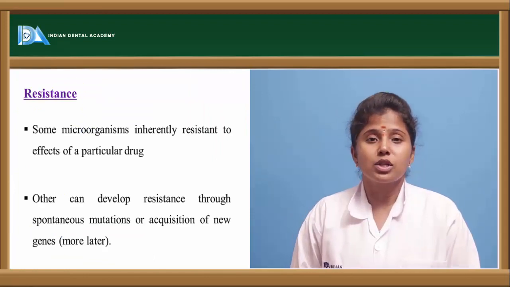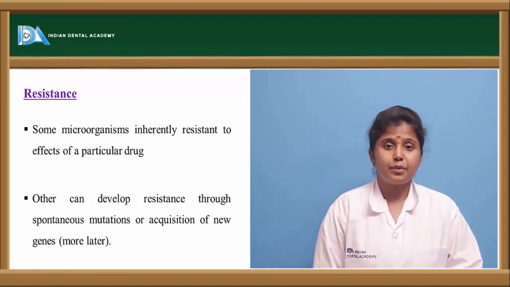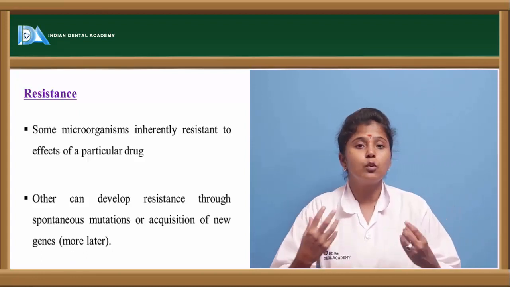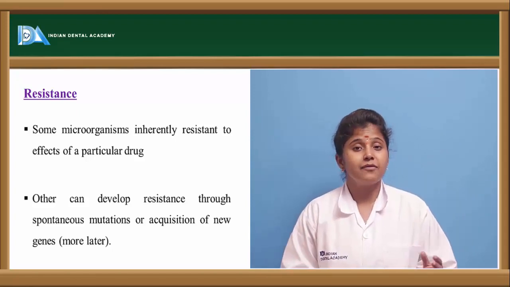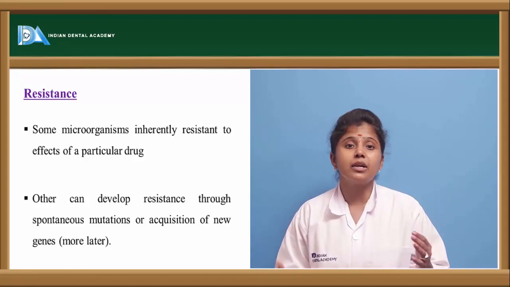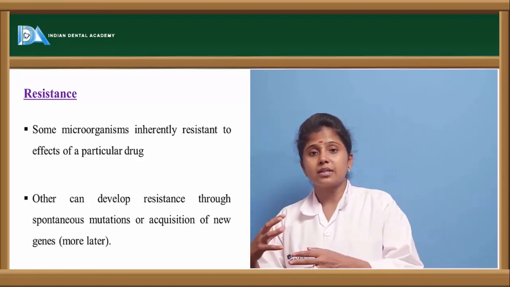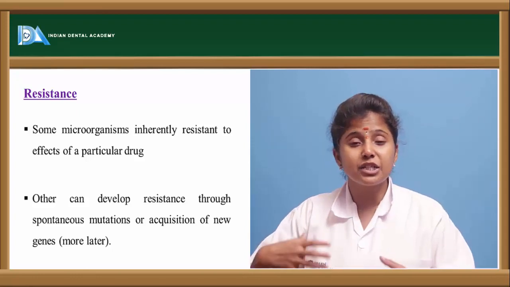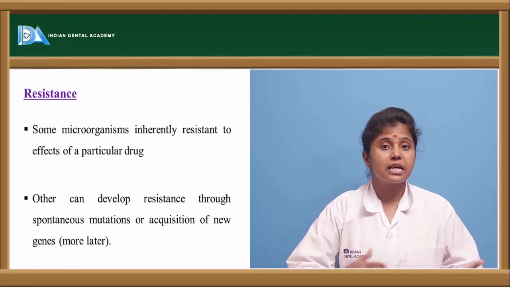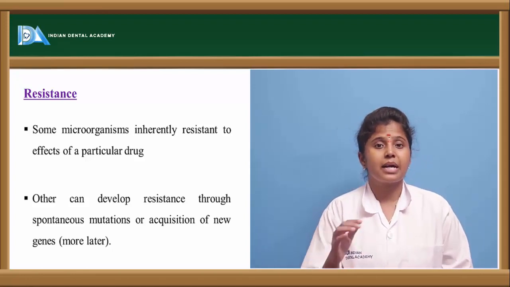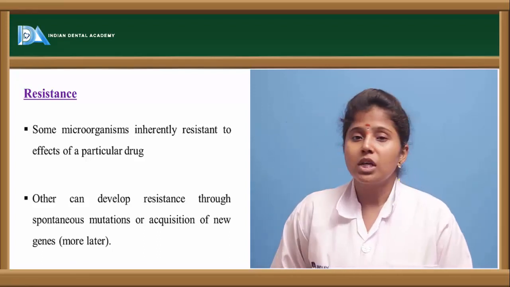And resistance. Some microorganisms develop resistance towards the antibiotics. Suppose we give one antibiotic, it acts against the microorganism, and if we give the same antibiotic another time, it is not that effective towards the microorganism. Why? Because this microorganism has changed its structure, has changed its gene expression, whereby the antibiotics are unable to identify the microorganism, and thereby they become resistant. Others can develop resistance through spontaneous mutation.